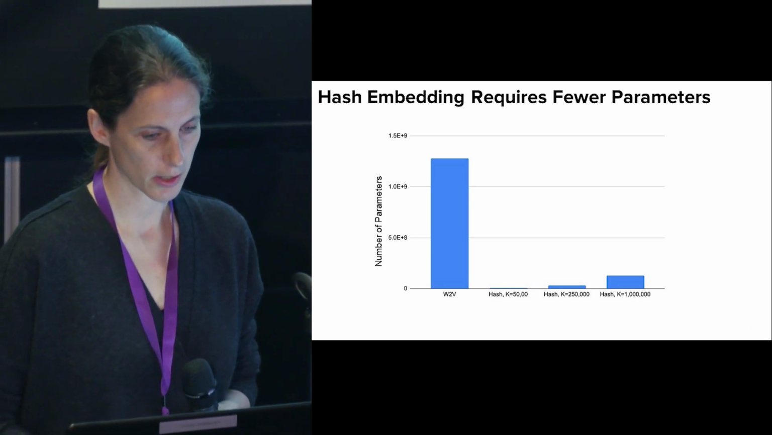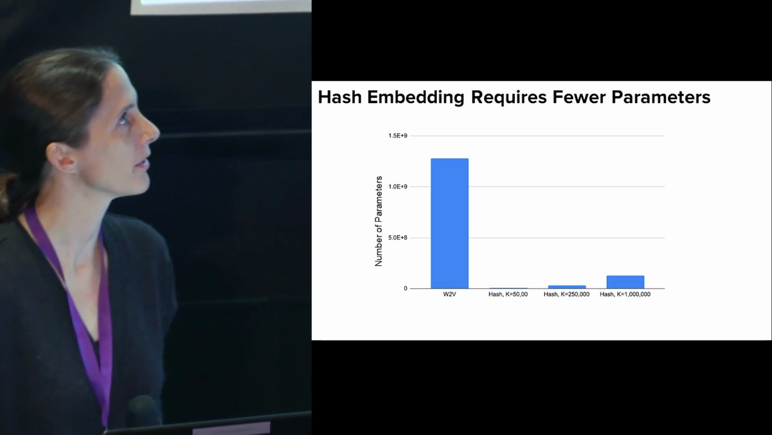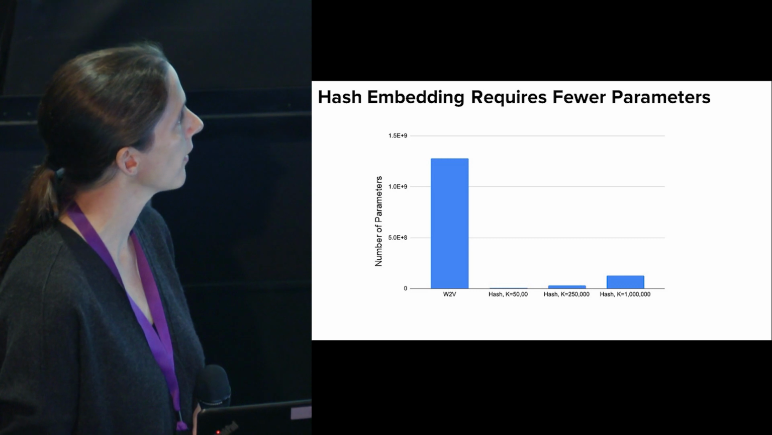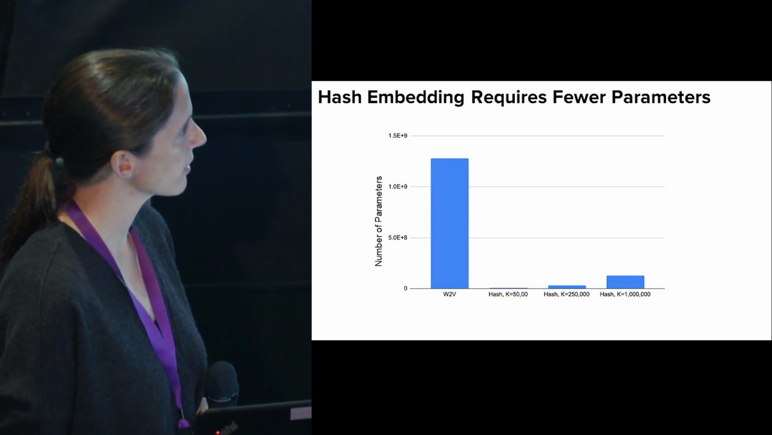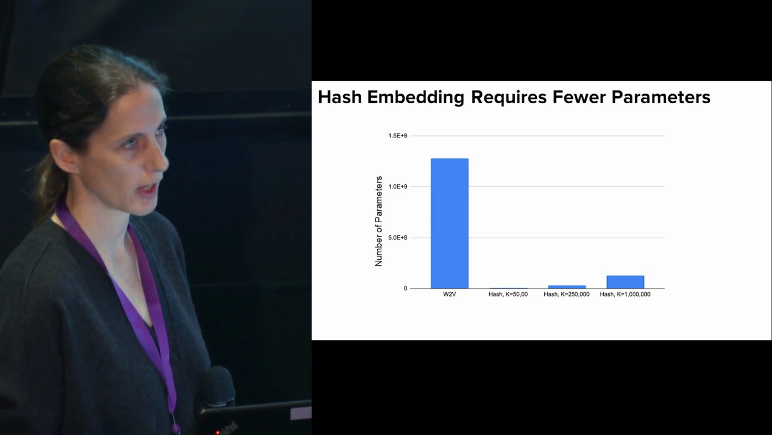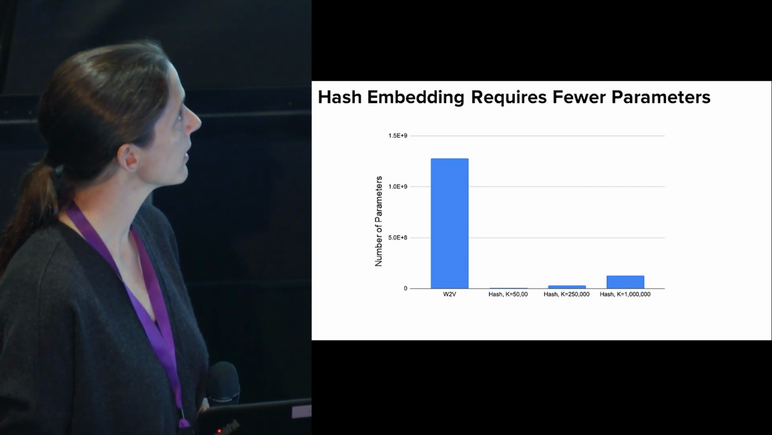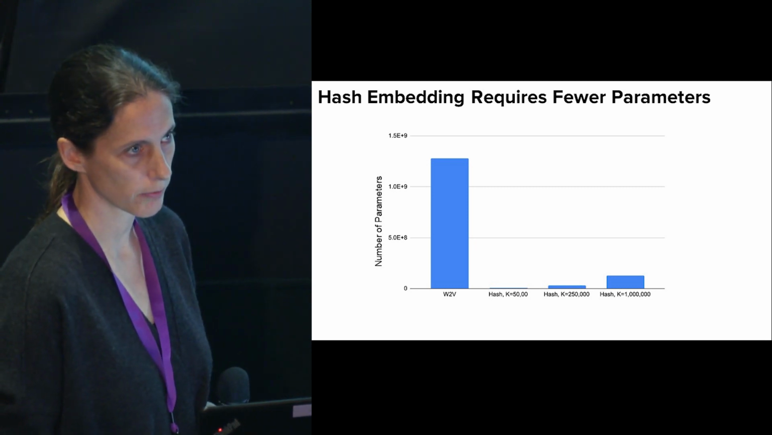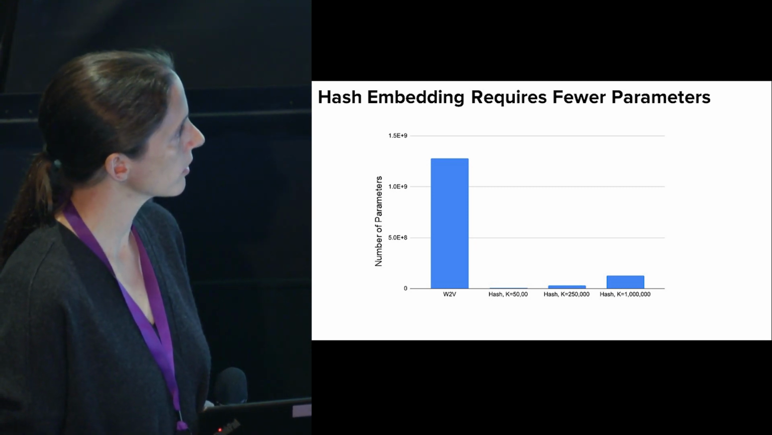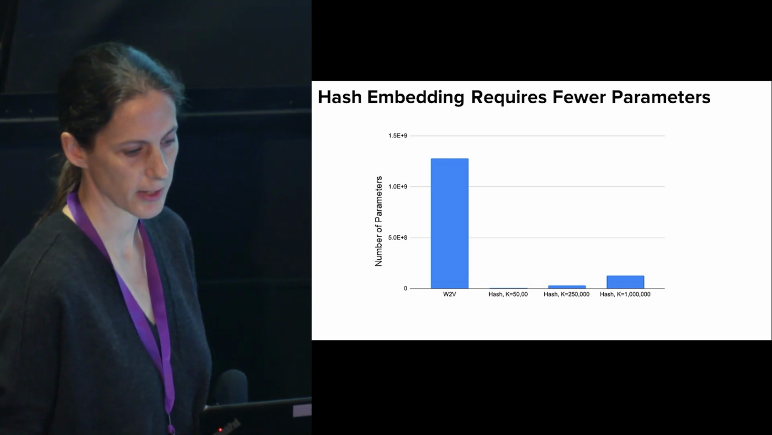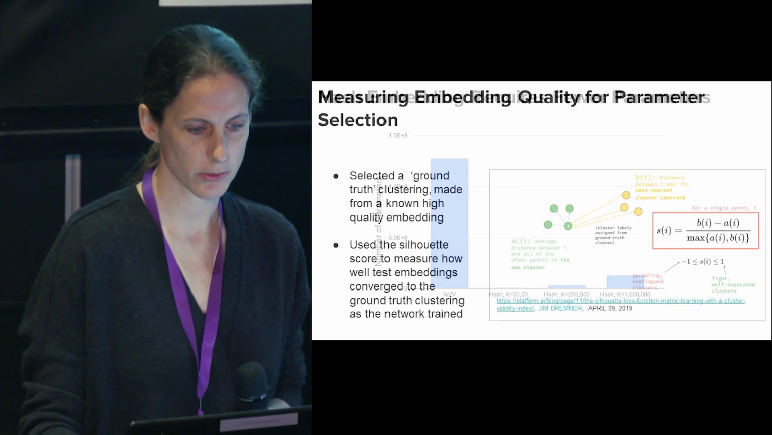So this is a graph to compare the number of parameters needed to train Word2Vec here on the left, and hash embeddings with 3 different values for the k parameter. As you can see, we can train 10 million URLs with fewer parameters, but we have to tune this k parameter for performance, right? So how did we do that?